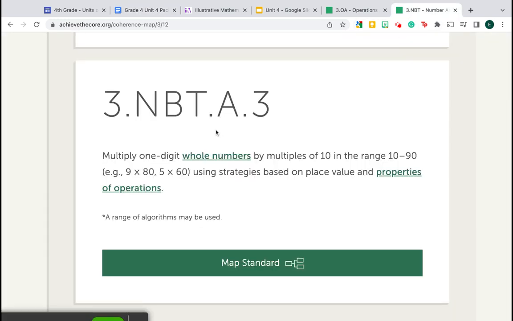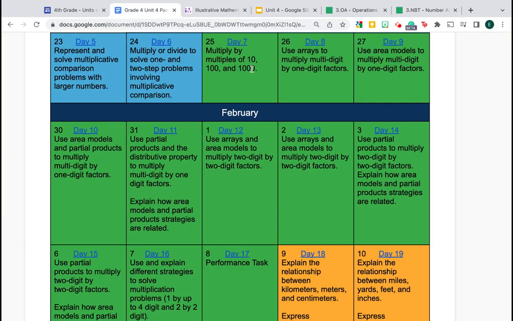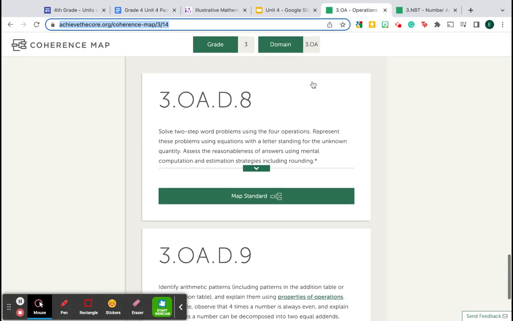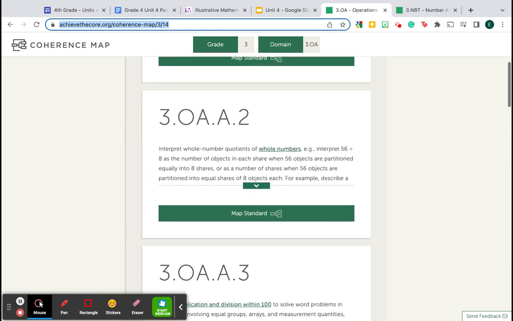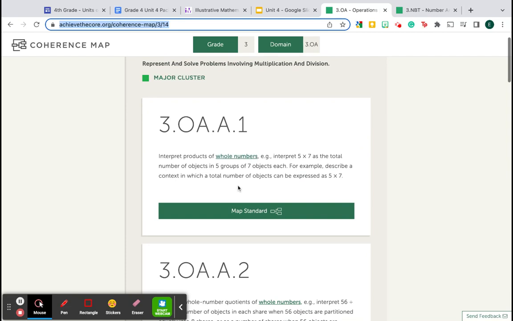In 3rd grade, 3.NBT.A.3, they multiplied by multiples of 10. So they did problems like 9 times 80 or 5 times 60. You're going to expand that now by thinking about multiples of 10, 100, and 1,000. The other work that students did in 3rd grade was really with single digits. If you look through all of these 3.OA standards, you'll see that students went really deep in their understanding of multiplication.